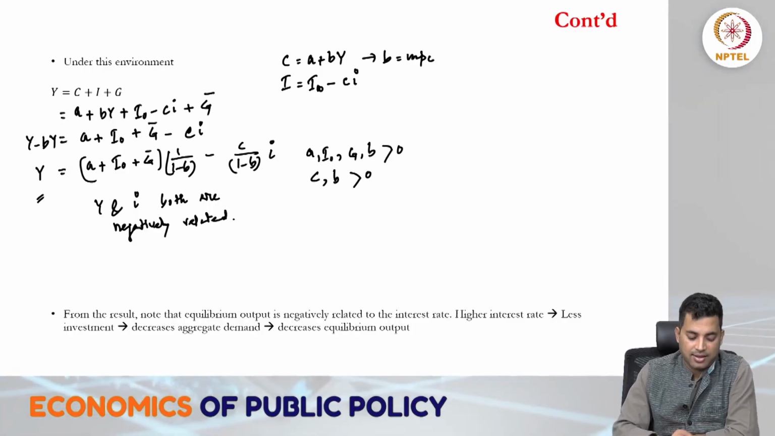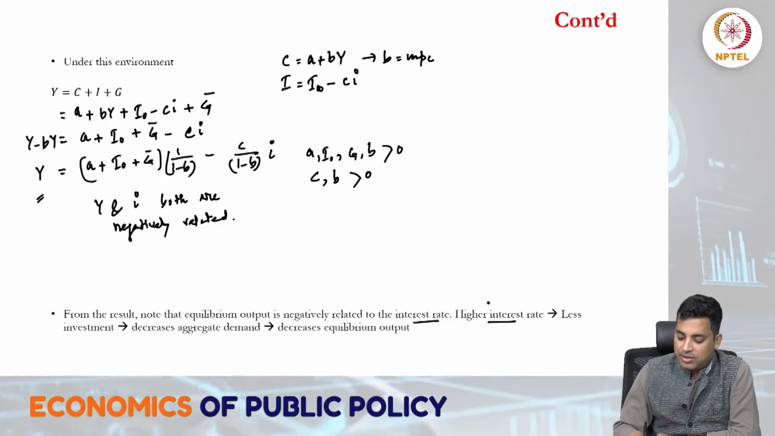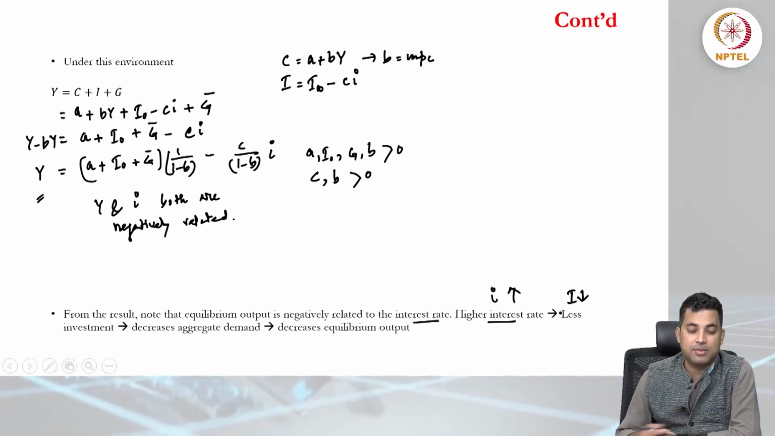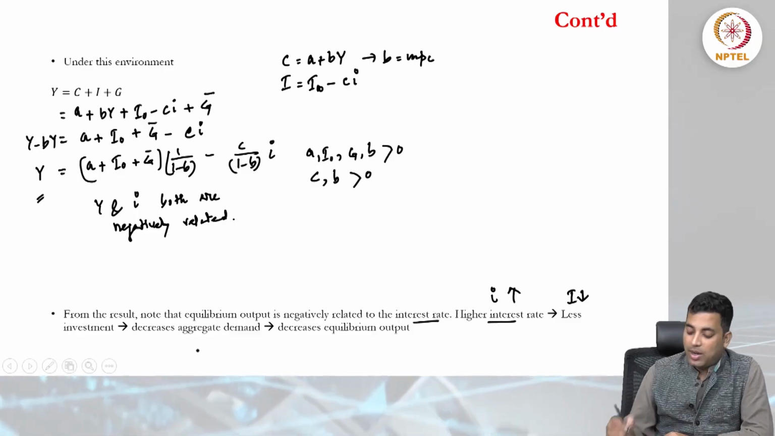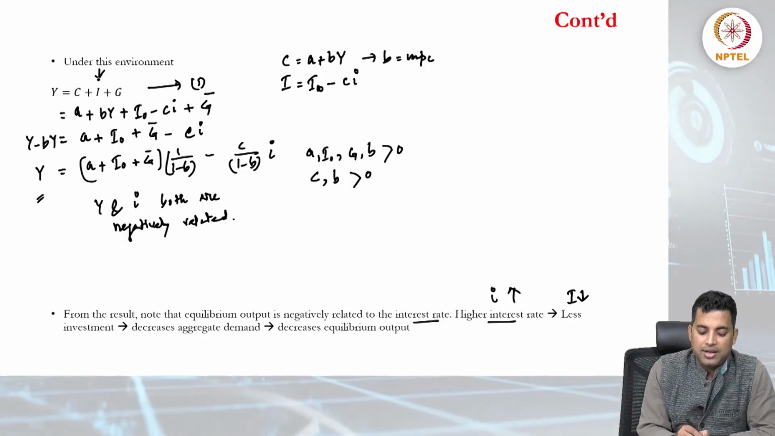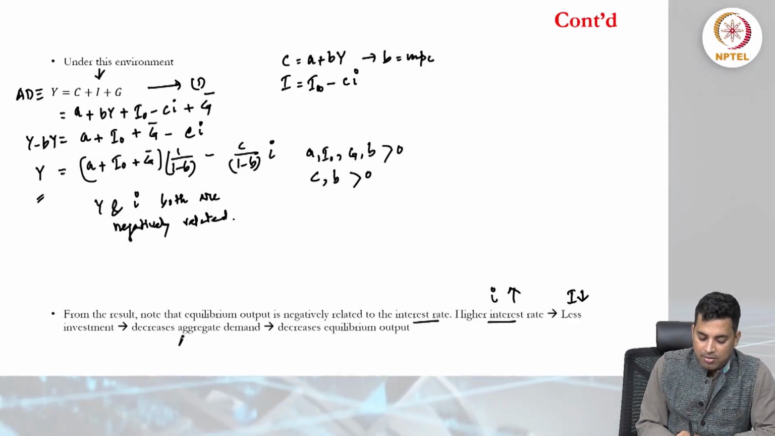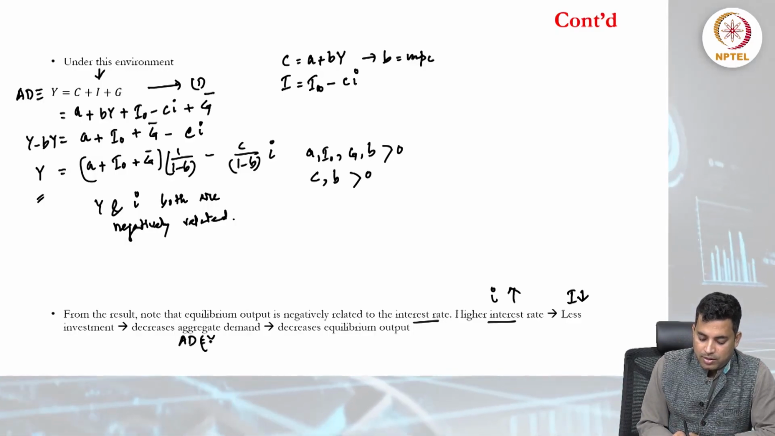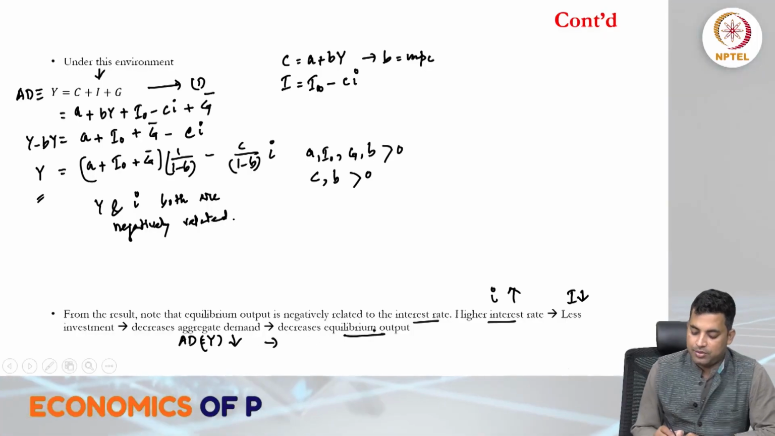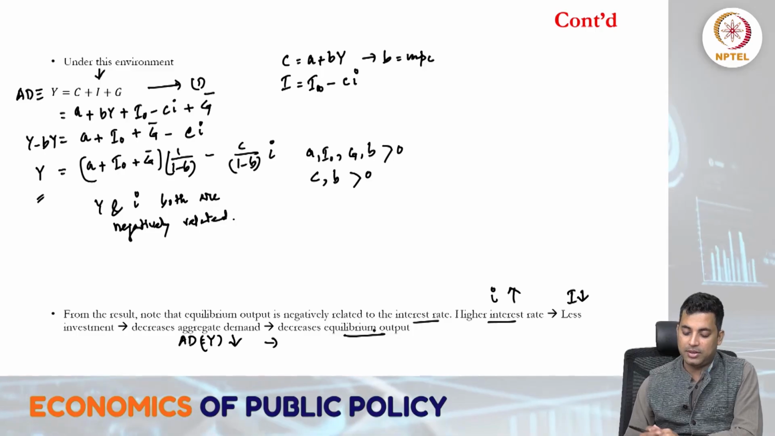From the result, note that equilibrium output is negatively related to the rate of interest. If i is high, there is less investment, which we already know. Once i decreases, from this grand equation, aggregate demand will decrease, and the equilibrium overall output decreases. This is quite obvious, and we will also discuss it further.